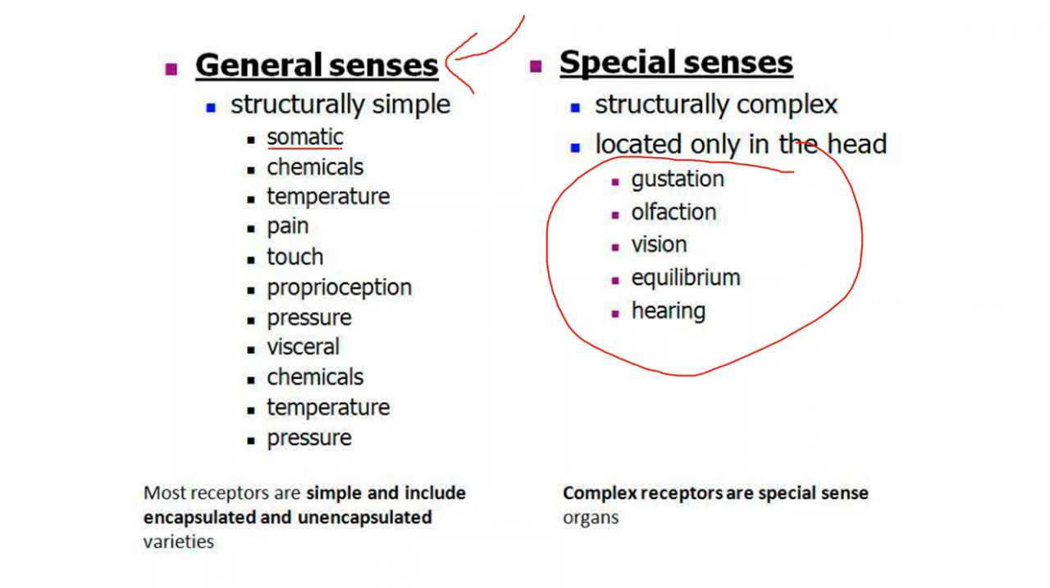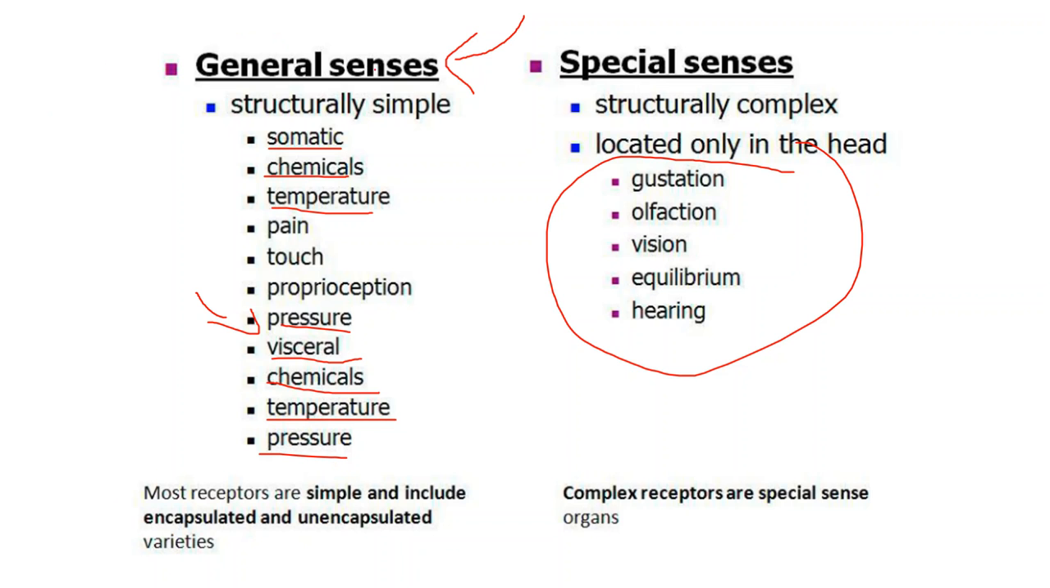So somatic: chemicals, temperature, pain, touch, proprioception, pressure. Visceral: chemicals, temperature, pressure, okay? So again, there is pressure twice because this can be somatic or it can be visceral, okay? That's why sometimes it will list them twice for you, okay?